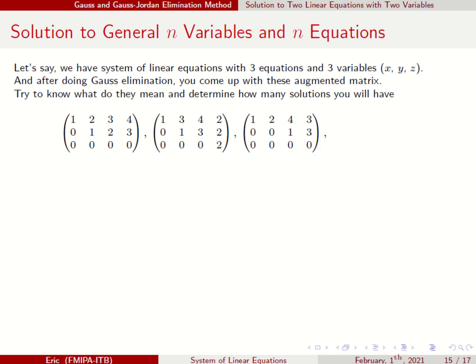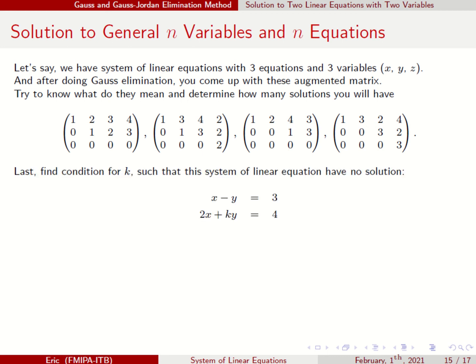What about this? Okay, z equals 3, but you have x plus 2y plus 4z equals 3. The number of variables is 3, but the number of equations is 2. So you lack an equation. So there are infinitely many solutions. This is what we usually call an underdetermined system. And this one, 0, 0, 0, 3, no solution.